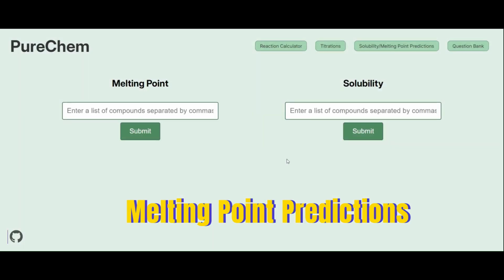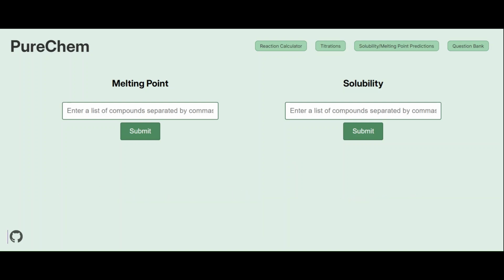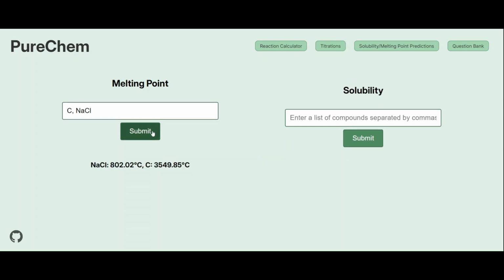We will now look at the melting point predictions and the solubility predictions section. This section is very self-explanatory. We will enter elements or compounds into the section separated by space as such. We'll enter carbon and NaCl. Then we can press submit. What this does is it takes the compounds or the elements that we have and arranges them from the lowest melting point compound to the highest melting point compound or element based on the melting point.